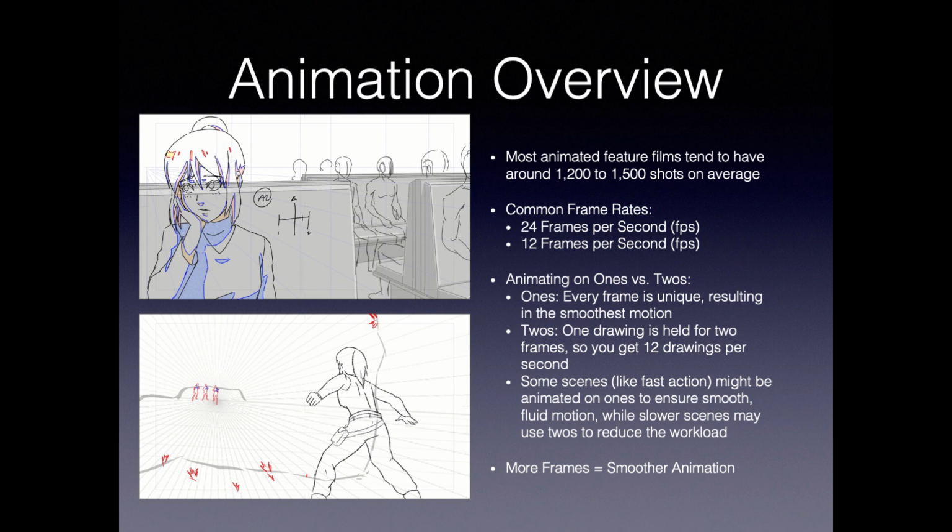Now, I say they blend these because some scenes like fast action are animated using the ones technique, where every frame is uniquely drawn with fluid motion, while slower scenes will utilize twos, where you draw 1 frame for every 2 frames, and that reduces the workload. As a general rule of thumb, more frames equals smoother motion.